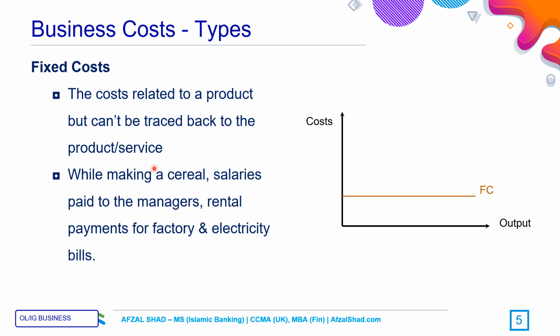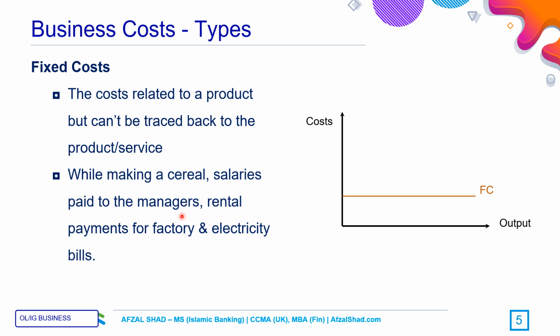For example, salaries paid to the managers. How can you say what is the cost of salary per pack? Can you find that out? For example, if the factory is producing 1000 packs of cereal in 1 month, how much salary are you paying to a manager for managing those 1000 packs? In the next month, suppose you are producing 2000 packs. Would the salary of the manager change? No.